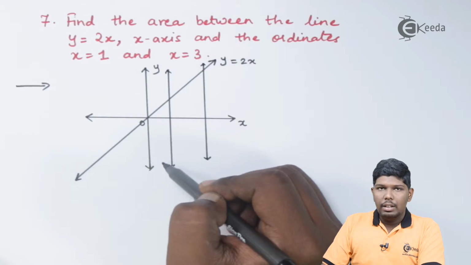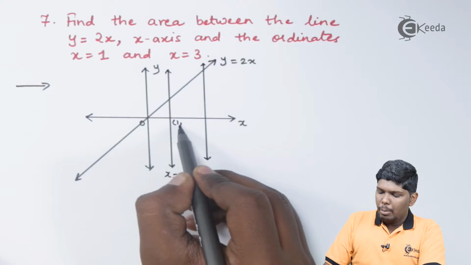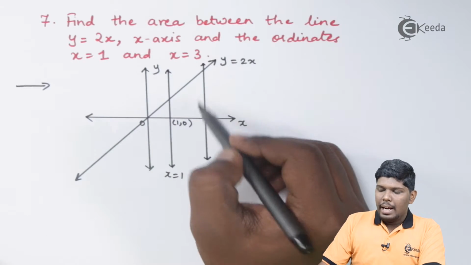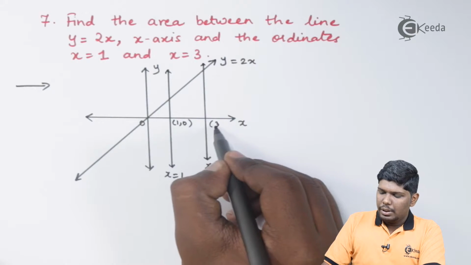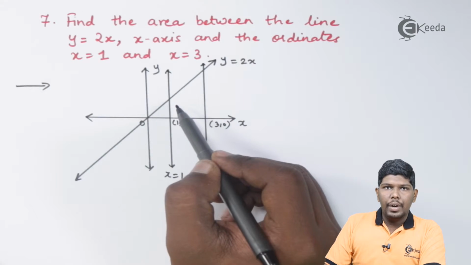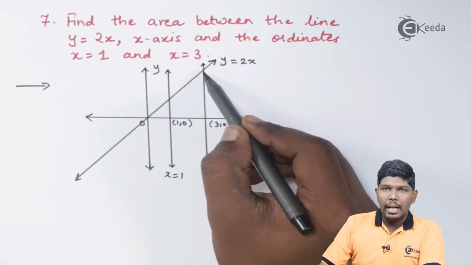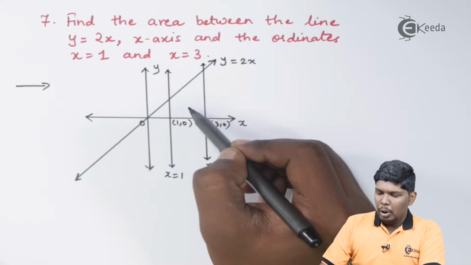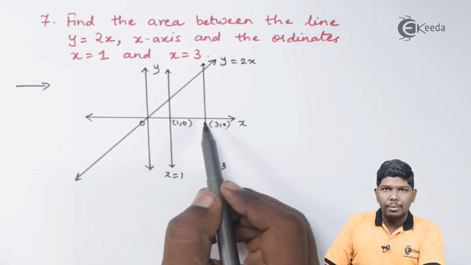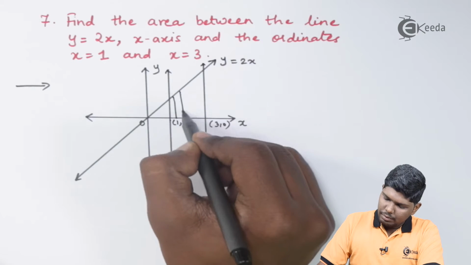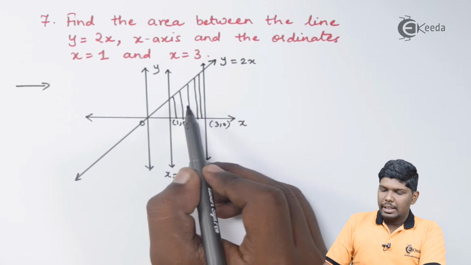So this will be the line which is x is equal to 1, passing through 1, 0. And the second line will be x is equal to 3, passing through 3, 0. So they have asked you to find area under the line y is equal to 2x. So this is a line y is equal to 2x, and below that we have the area from x is equal to 1 to x is equal to 3. So we need to find this area.